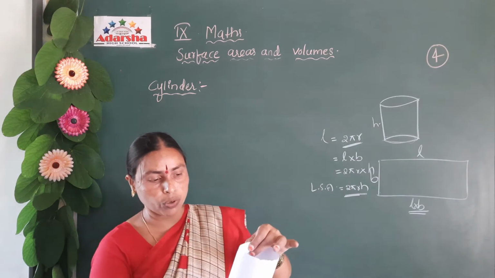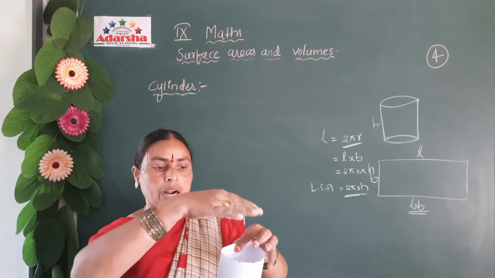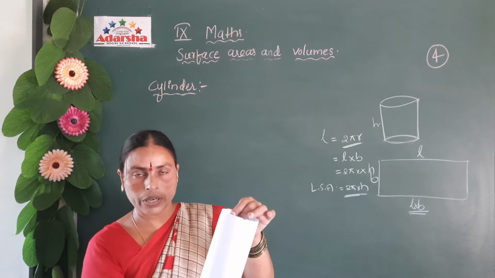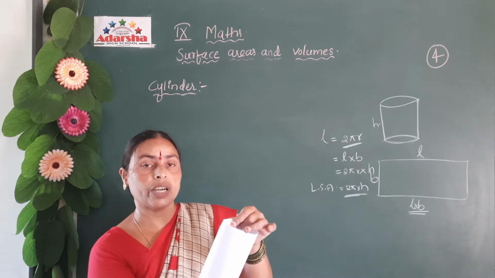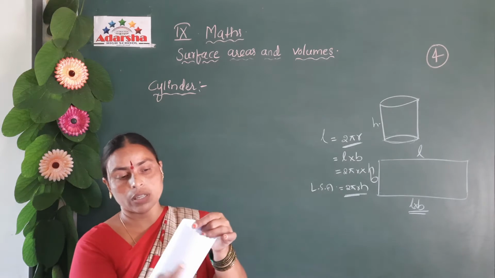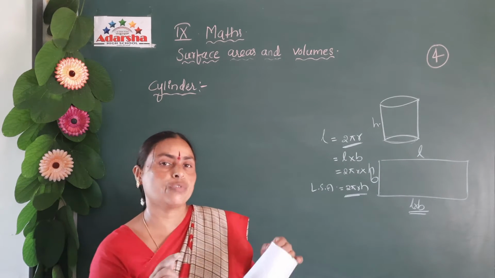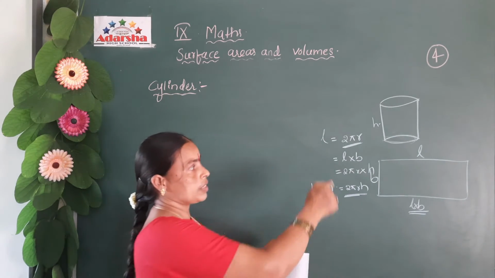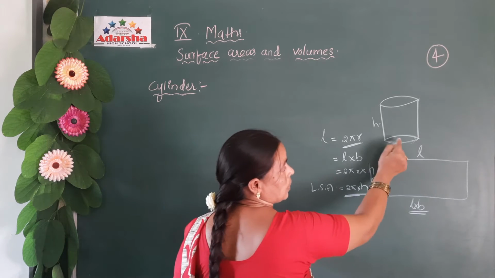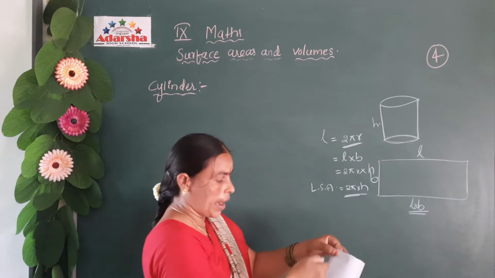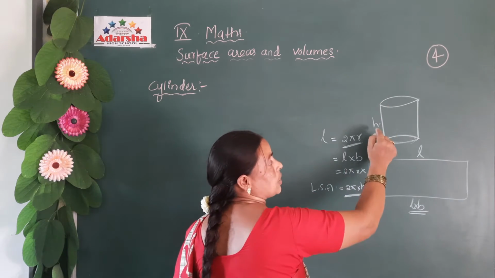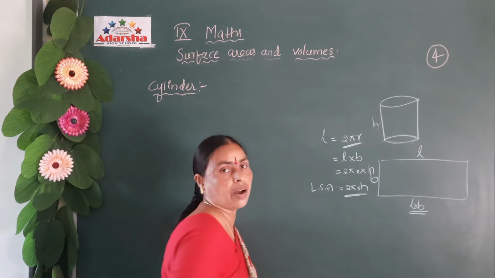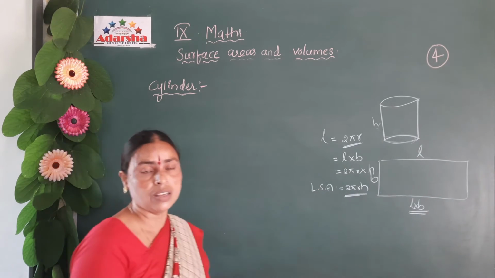For this cylinder only the curved face is there; the top and bottom circular faces are not covered. They are open faces. So only the curved face area, that means the lateral surface area, which we also call CSA, curved surface area, of the cylinder is equal to the length of the rectangle into the breadth of the rectangle. The length of the rectangle is the circumference of the circular face, that is 2 pi r, and the breadth of the rectangle becomes the height of the cylinder, that is H. So 2 pi r into H, that is 2 pi r H, is the lateral surface area of the cylinder.